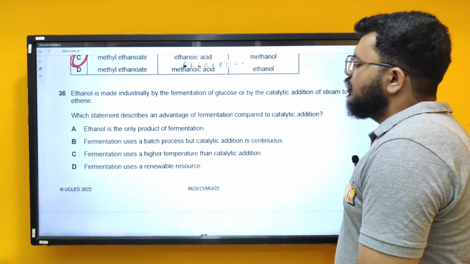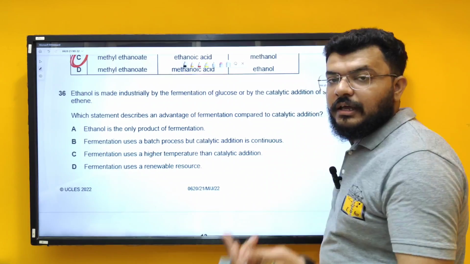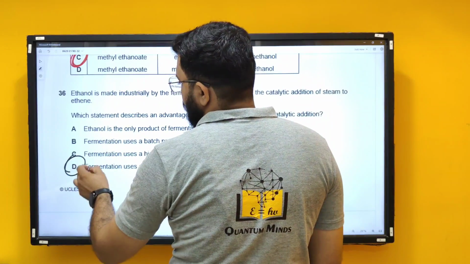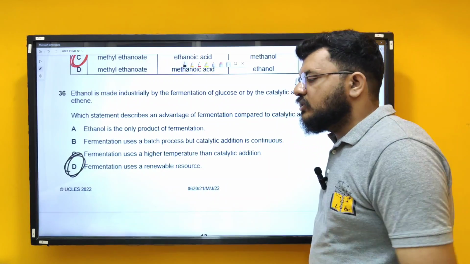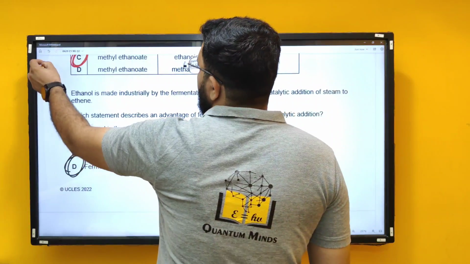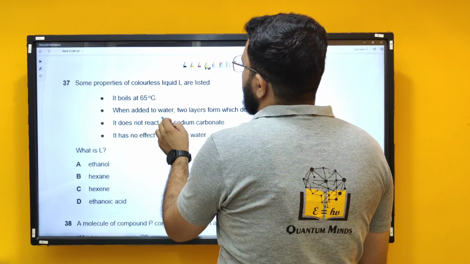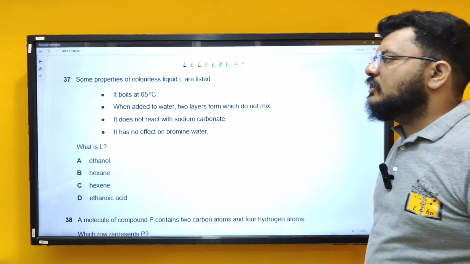Fermentation uses higher temperature than catalytic addition. No, catalytic addition does use higher temperature. So option D, fermentation uses a renewable resource, right? Which are sugarcane, corn syrup or corn, right? Or even wastes. Question 37.